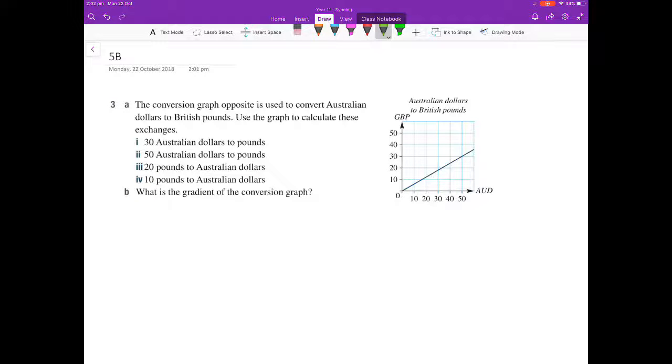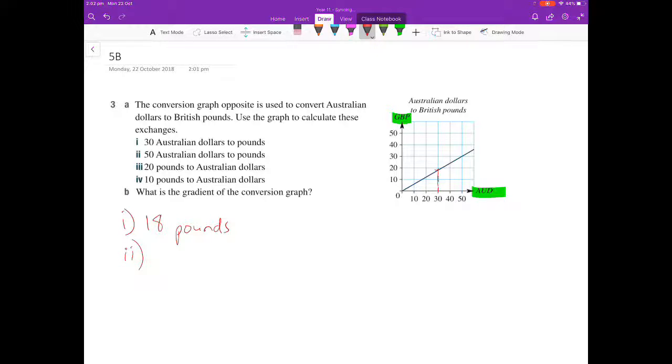Alrighty guys, looking at 5B linear models, what you've got to do is either graph it or look at the graph and work out how to find information. Our first one is our GBP versus Australian dollars. The first question is quite literally looking for 30 Australian to pounds. So find where 30 Australian is, cross it straight over, it's just under the 20. So we're going to put that in, it's around about 18.